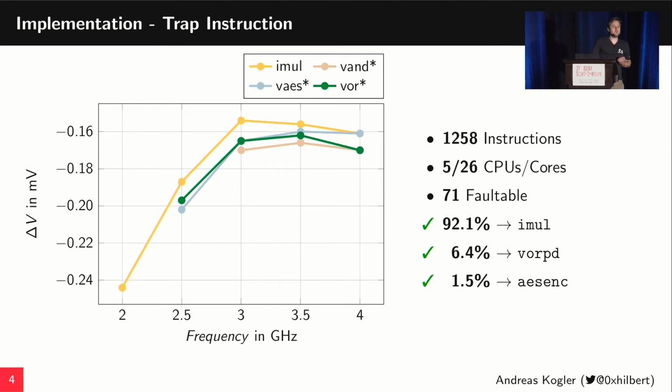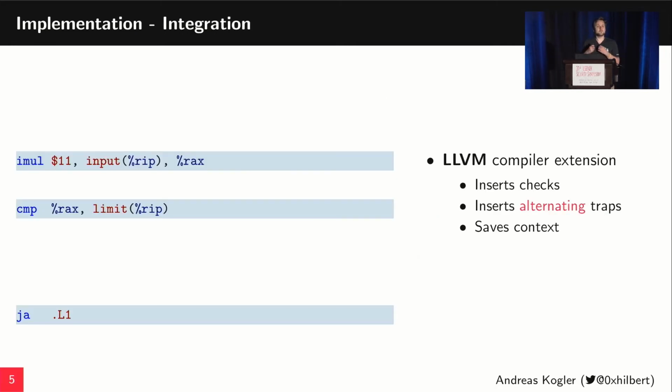So we have now found our trap instruction suitable for the mitigation. It's the IMUL instruction, which was previously used in the test too. So we can now use the IMUL instruction to basically protect our programs. Let's consider these three instructions.